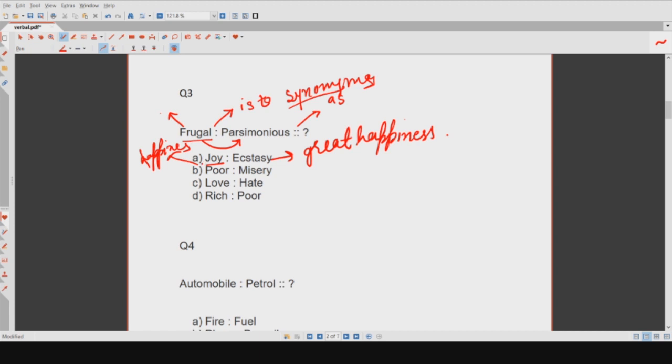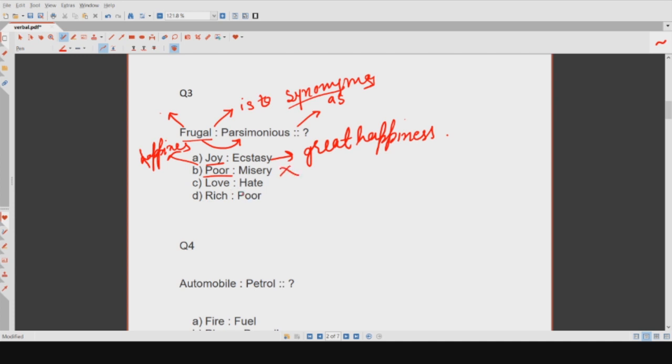Okay, so this option makes sense, but to be sure, we need to check all other options too. The second option is poor is to misery. What does this mean? You all know the meaning of poor, and misery means a state or feeling of great physical or mental distress. So poor is not the synonym of misery. So this option will get eliminated.